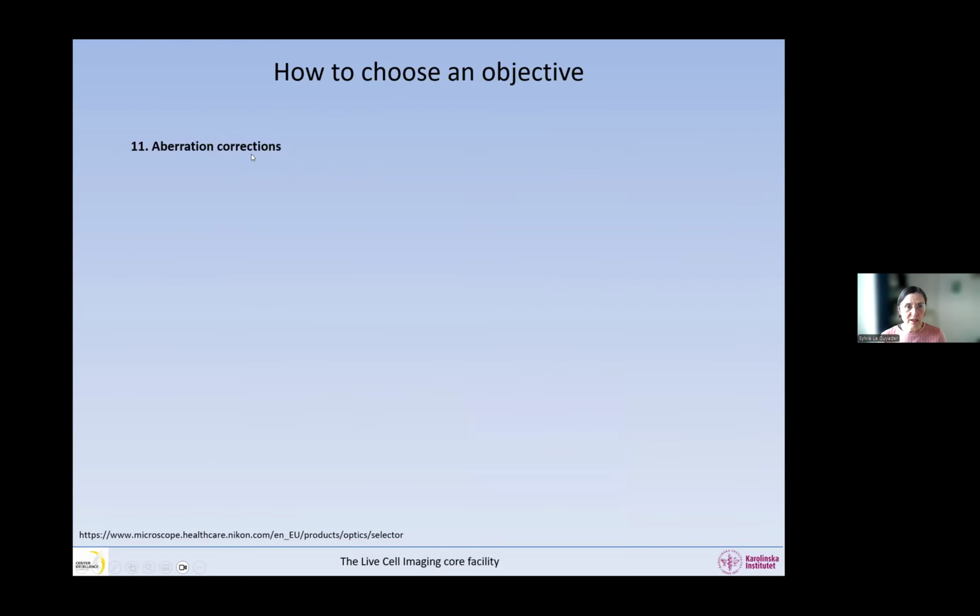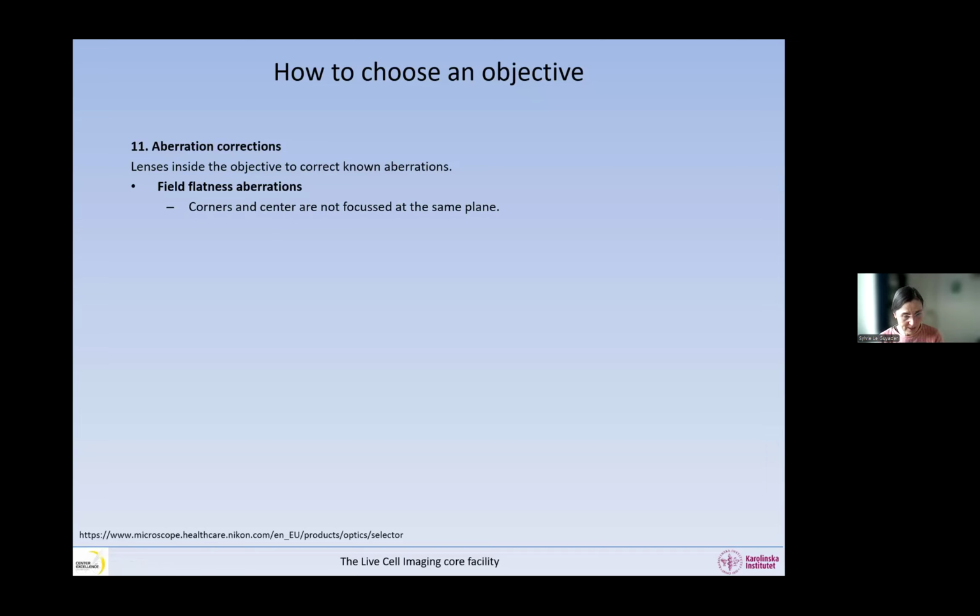I think this is the last one, the aberration corrections. So the lenses have known aberrations that come with the design of objectives, and objective manufacturers correct for them. And you can see this written on the objectives as well. One of them is the flatness of the field. What is that? It means that the corner and the center of the image are not focused at the same place. Okay?